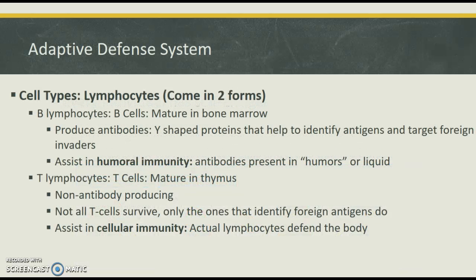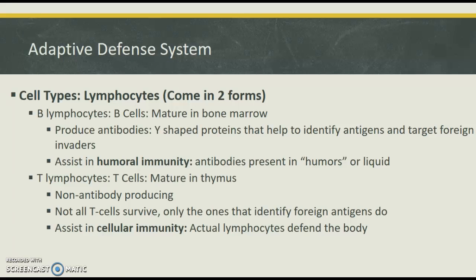So now let's talk about the different cell types of the adaptive immune system. There are two big types that we're going to talk about, and these are lymphocytes. And there's B and T lymphocytes, or just B and T cells. And they're named after where they mature. So B cells mature in bone marrow, B for bone. And these are the ones that are going to produce antibodies.